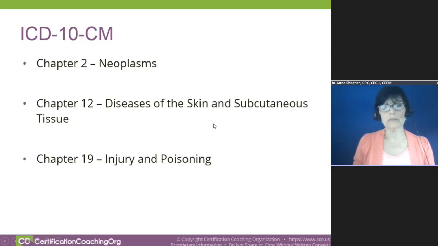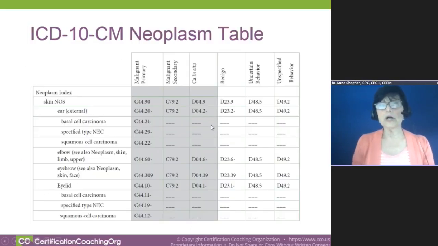And here's a picture of the ICD-10-CM neoplasm table. And just to show you an example, if you look to the far left at the top, it says neoplasm index, and beneath that it says skin, not otherwise specified. And under there you see air, and then an indent where it says basal cell, specified type of squamous cell, and so forth. It goes to elbow, eyebrow, and when you hit eyebrow, it'll say, look at the skin and face, and then the eyelid, basal cell carcinoma, specified, or squamous cell.